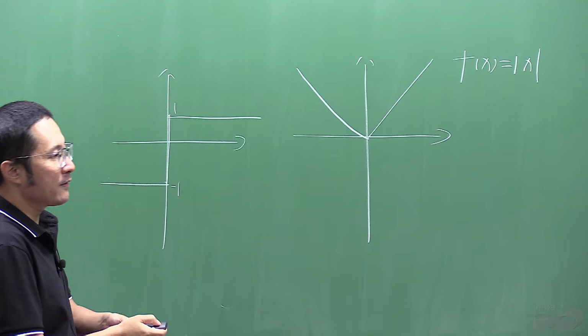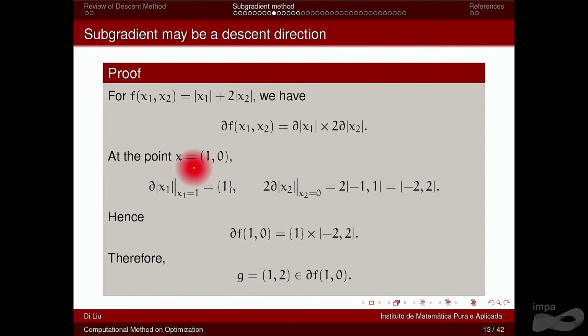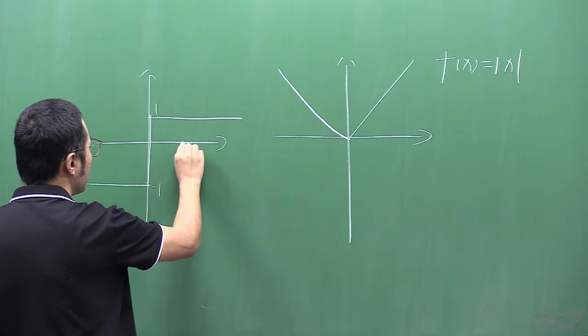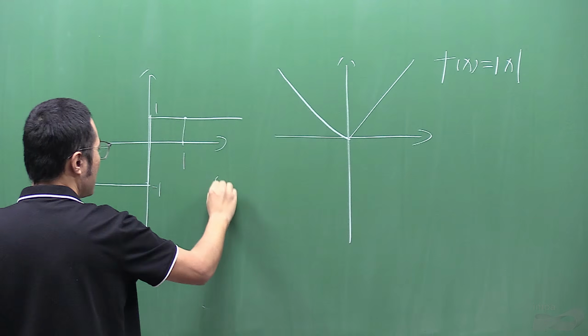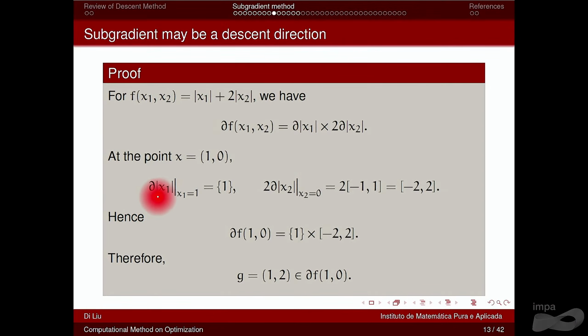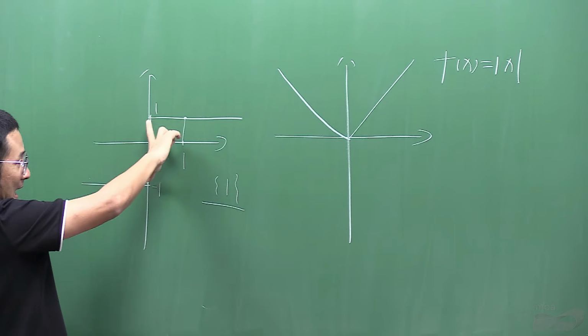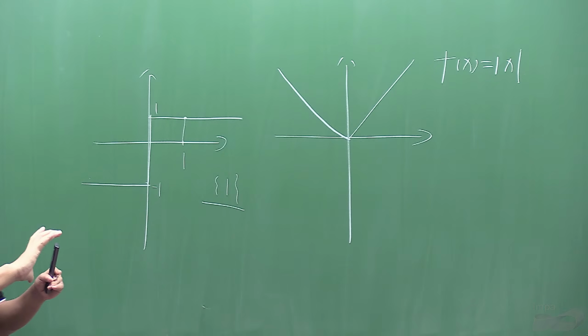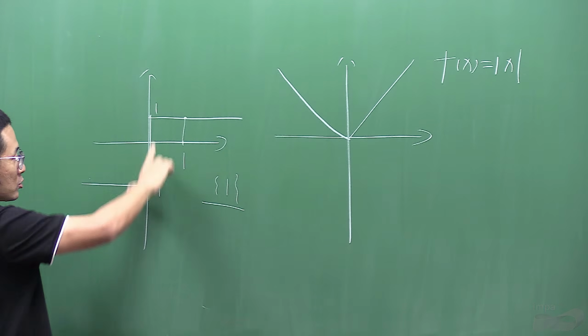So for the first variable, x is 1, okay? So we take 1 here, and the subgradient is only the singleton 1, okay? So that's why the subgradient of the first part is 1. But for the second part, your variable is 0. Which means at this point 0, your subgradient is not a singleton anymore. It's an interval. It's from minus 1 to 1.